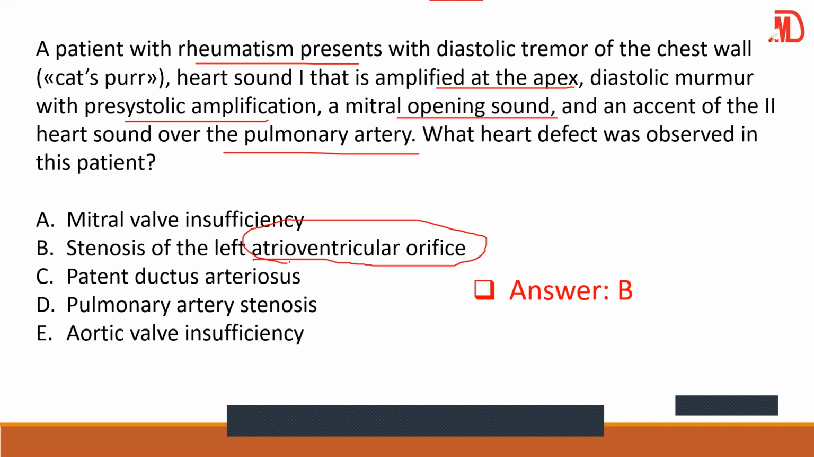The left atrioventricular orifice. That is what? The mitral valve. And we said the most common heart defect when it comes to rheumatism is what? Mitral valve stenosis. Another thing you can think about is infective endocarditis. Also very common in people suffering from what? Rheumatism.